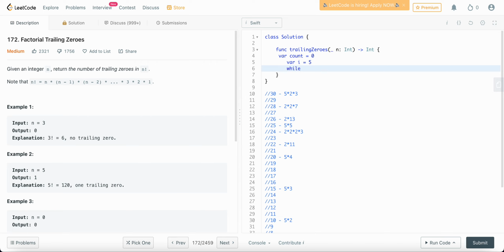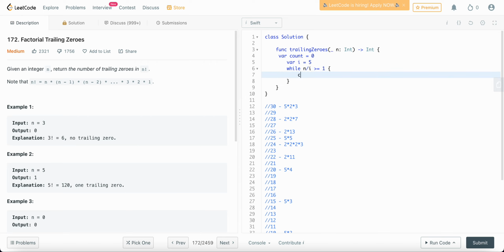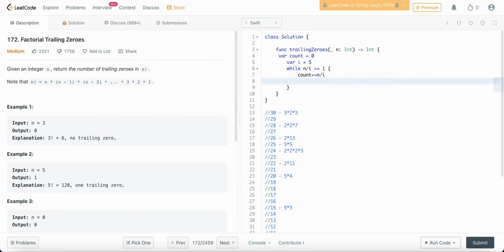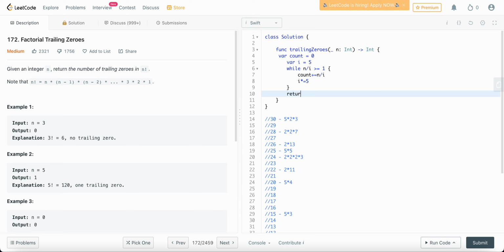What we are going to do is, while n divided by i is greater than or equal to 1, count plus equals n divided by i, and i multiply equals 5. Then we simply return the count.